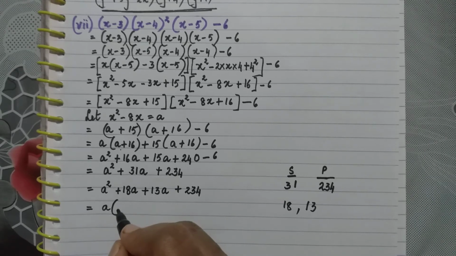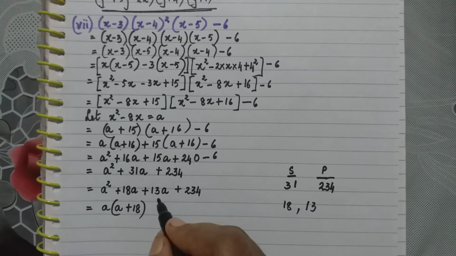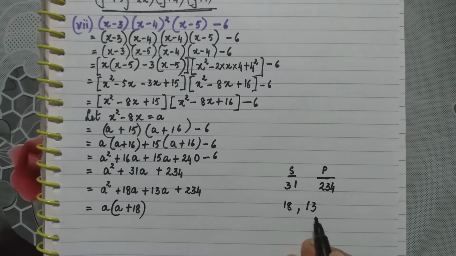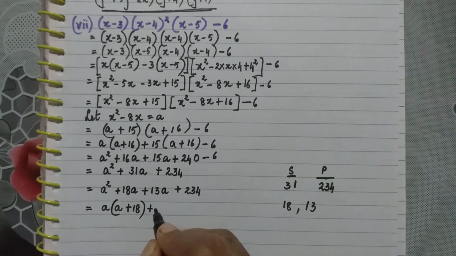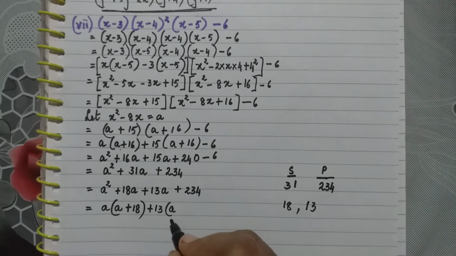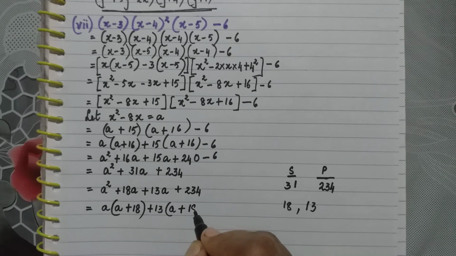Now a is common in the first two terms, so we put a bracket. A goes in a square a times. A goes in 18a 18 times. Now plus 13a plus 234. 13 goes in 234. We just now said 18 into 13 is 234. So plus 13 bracket a. 13 into a is 13a. 13 goes in 234, we said 18 times.